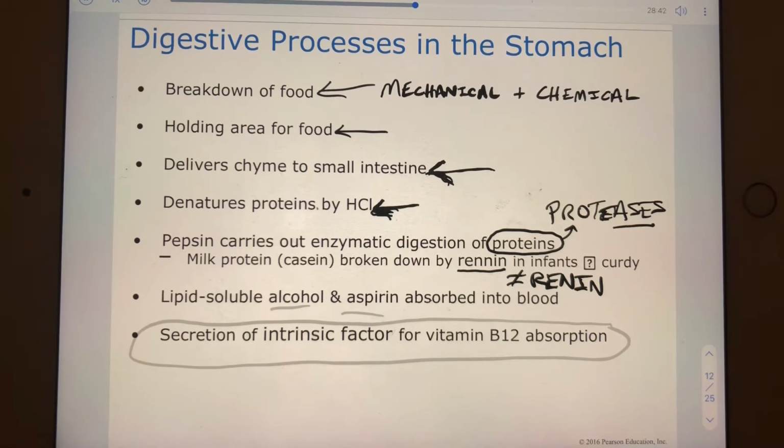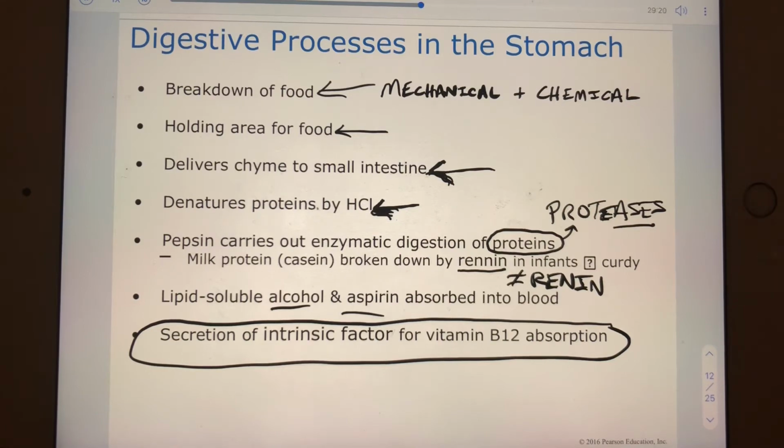The stomach, believe it or not, does participate somewhat in absorption. Specifically, we absorb lipid-soluble substances like certain drugs and alcohol across the wall of the stomach, and so that's sort of one of the explanations for how we can feel those effects relatively rapidly. And then recall that arguably the most important function of the stomach is the production of intrinsic factor to facilitate the absorption of vitamin B12.